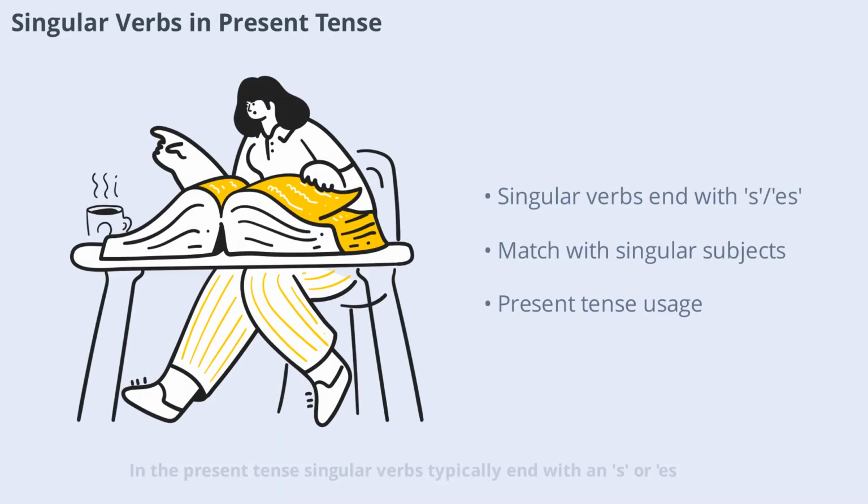In the present tense, singular verbs typically end with "-s" or "-es". This is a key marker to watch for. For example, he runs every morning or she teaches math. Notice how the verbs runs and teaches both end with "-s" or "-es", matching their singular subjects. This small detail makes a big difference in ensuring your sentences are grammatically correct.